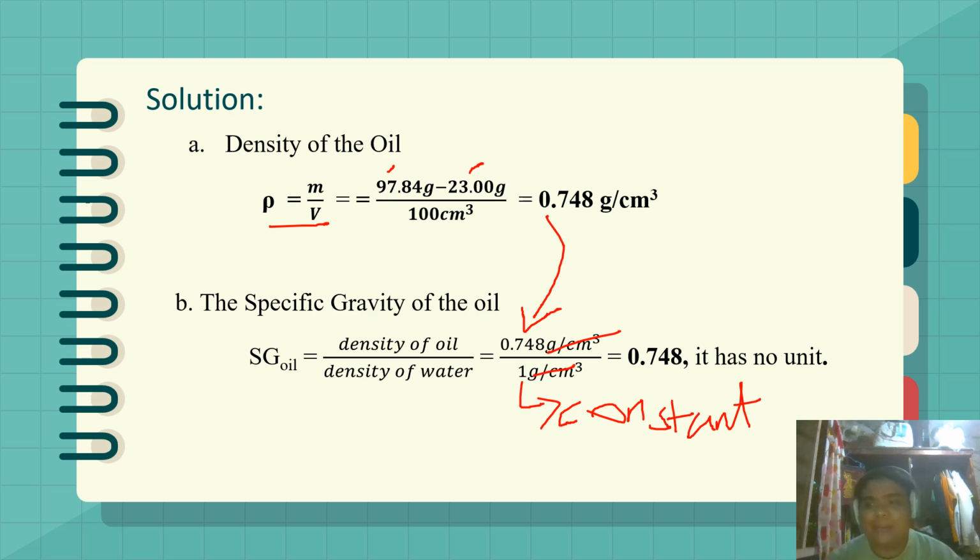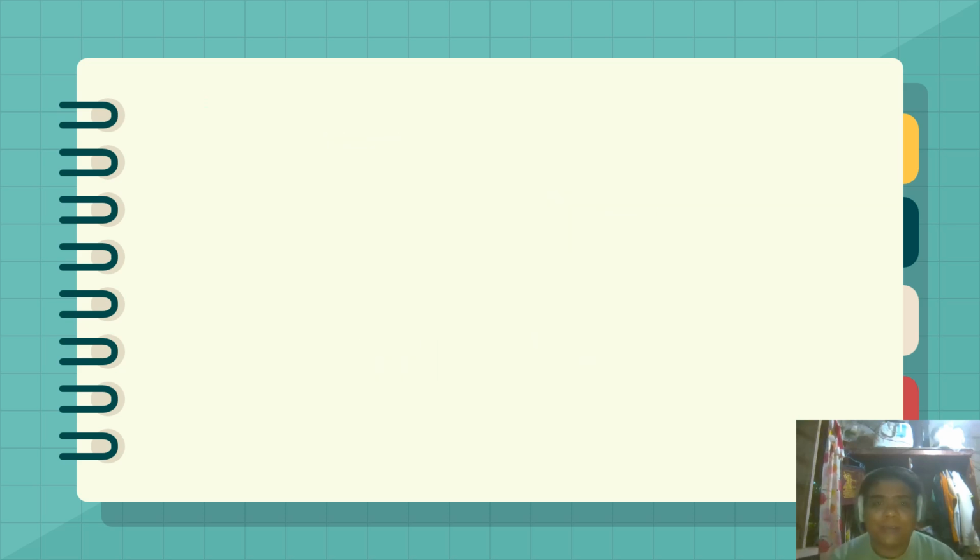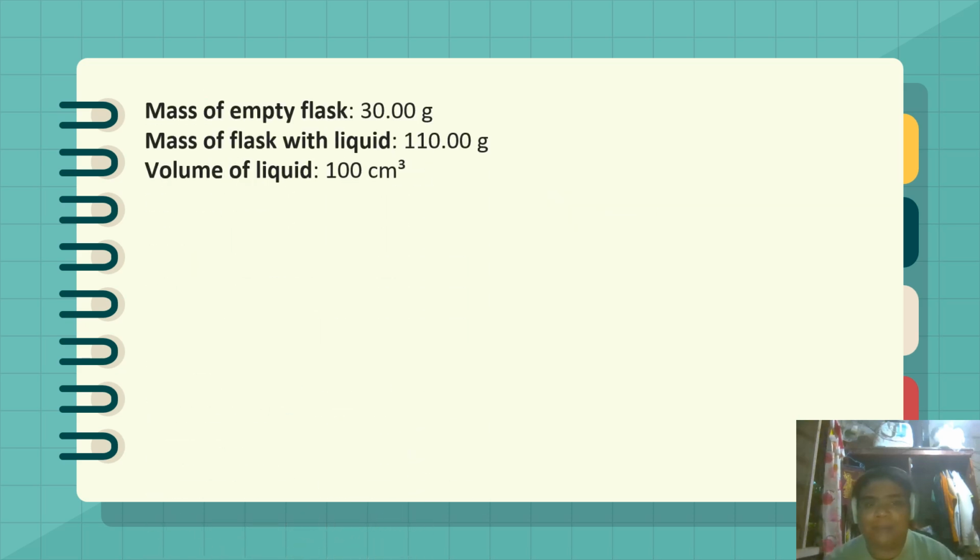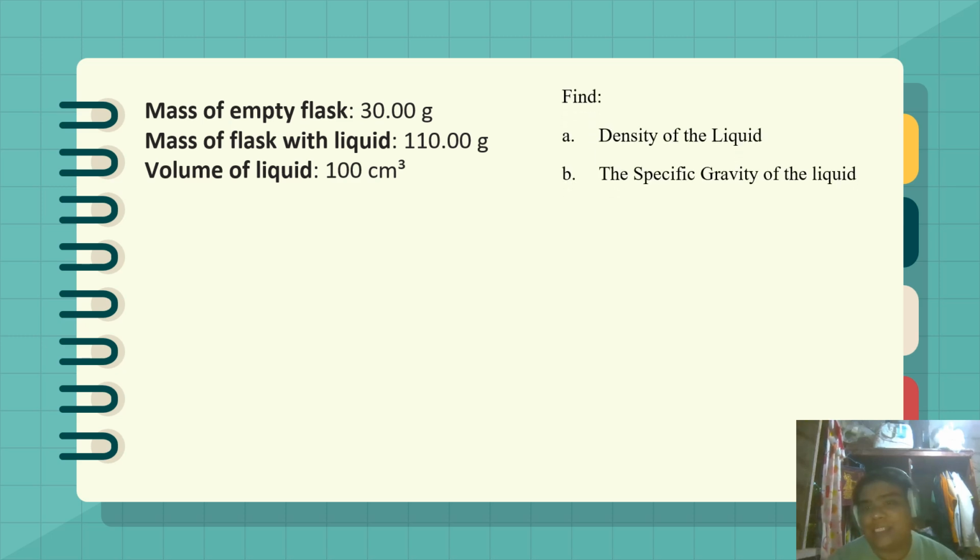Okay? Now, we have here this one. Mass of the empty flask, 30 gram. Mass of the flask with liquid is 110 grams. Volume of liquid is 100 cubic centimeter. Now, find the density of the liquid and the specific gravity of the liquid.